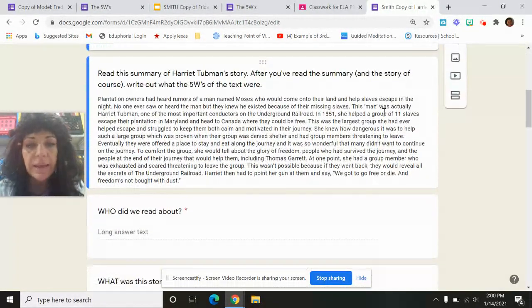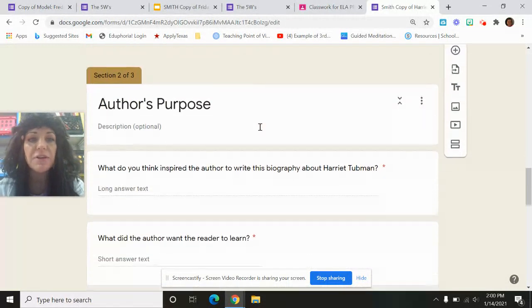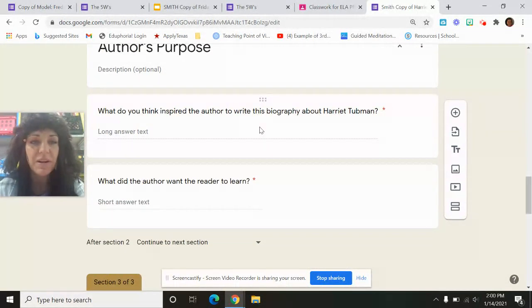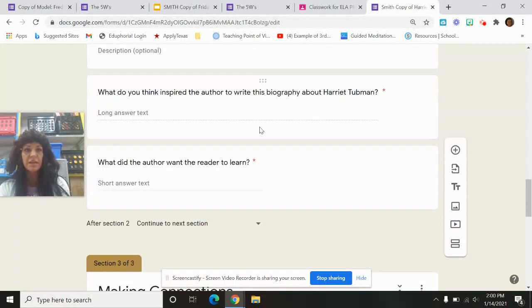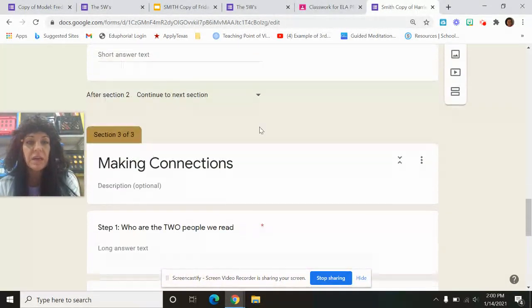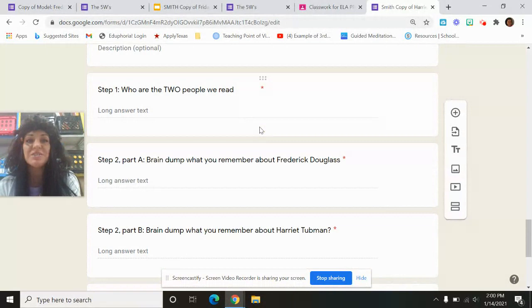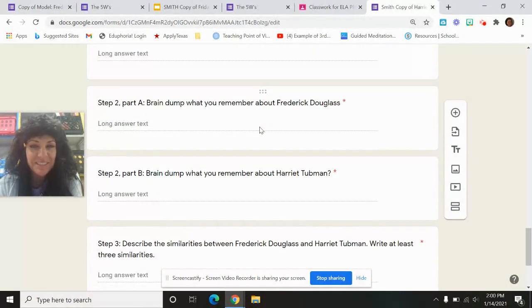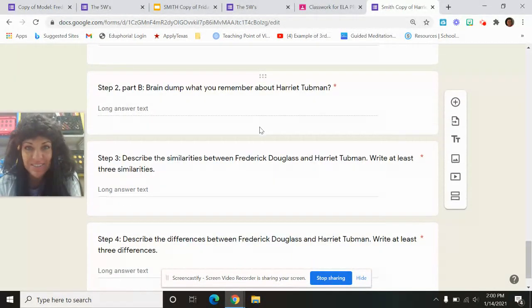You guys, you just gotta keep on going, okay? Author's purpose. I'm really pumped about this part. You guys have been working toward this. What do you think inspired the author to write this biography about Harriet Tubman? What did the author want the reader to learn? Make connections. What are the 2 people we read about? Then brain dump what you remember about Frederick Douglass. Brain dump what you remember about Harriet. You kind of just did that.